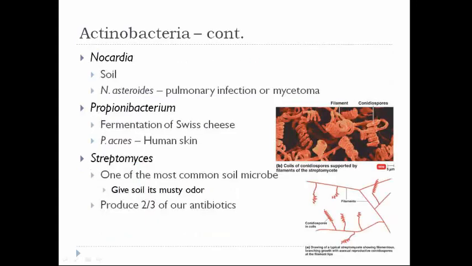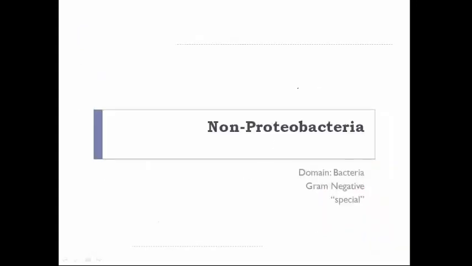Now, Nocardia is another soil organism, but there is a species that causes infection. Propionibacterium in this genus is the organism that causes the fermentation of Swiss cheese, but it also can cause acne. Streptomyces looks like curly fries connected together. That's what it looks like over here. It is the most common soil microbe, and it's the reason that soil has that musty odor. It produces about two-thirds of our known antibiotics. A very important microbe in the soil.